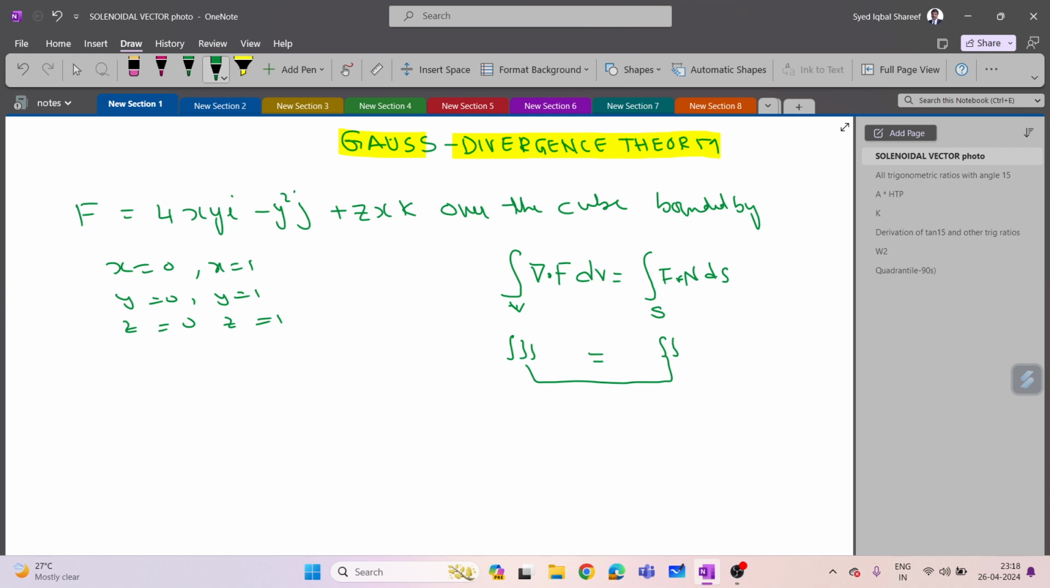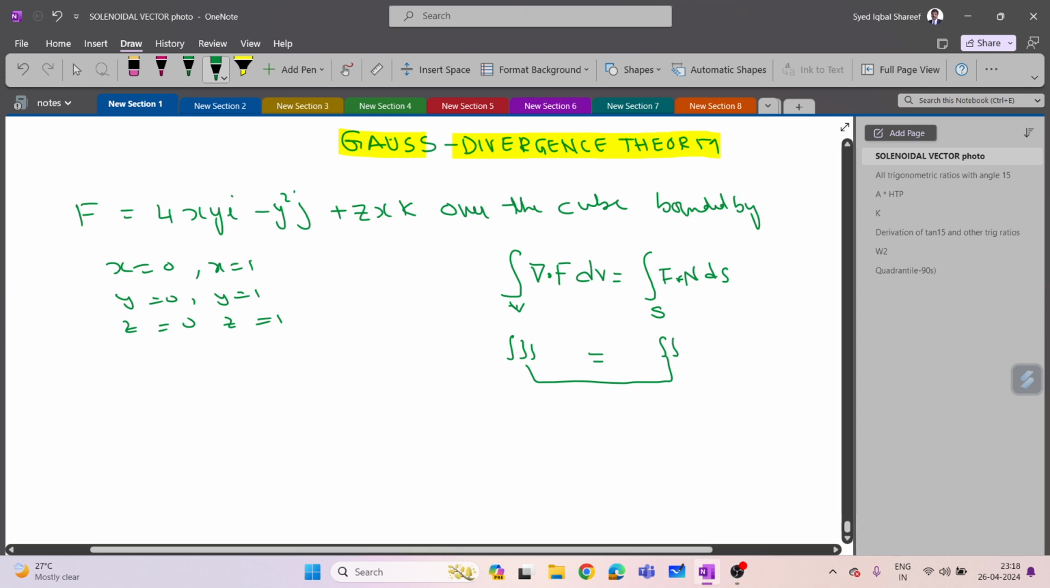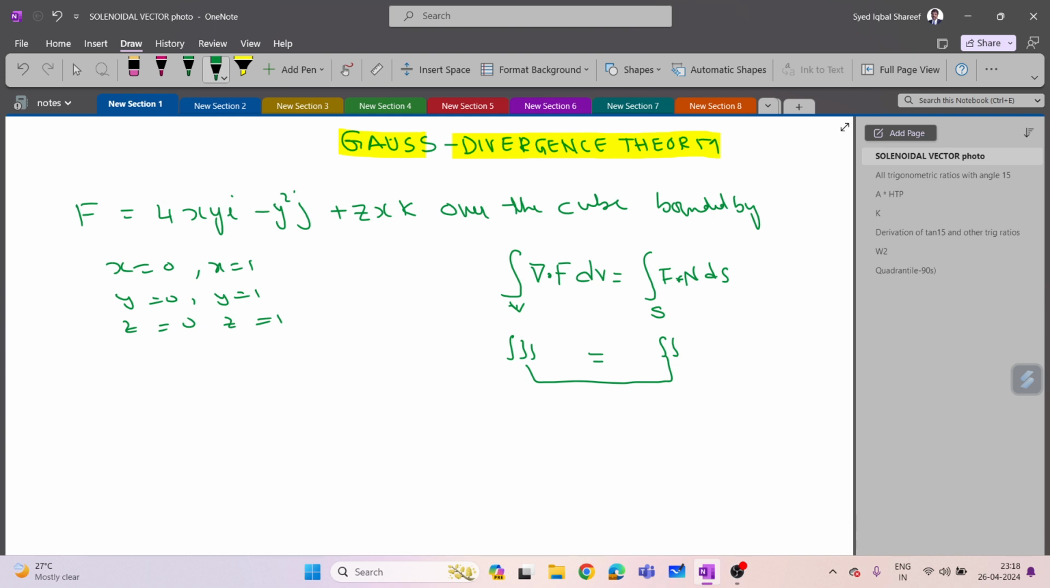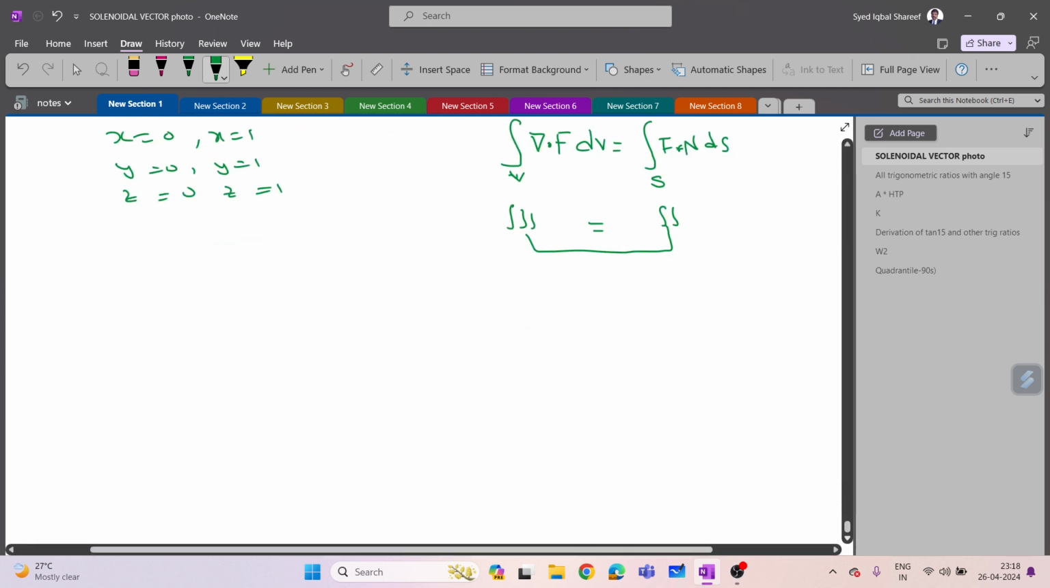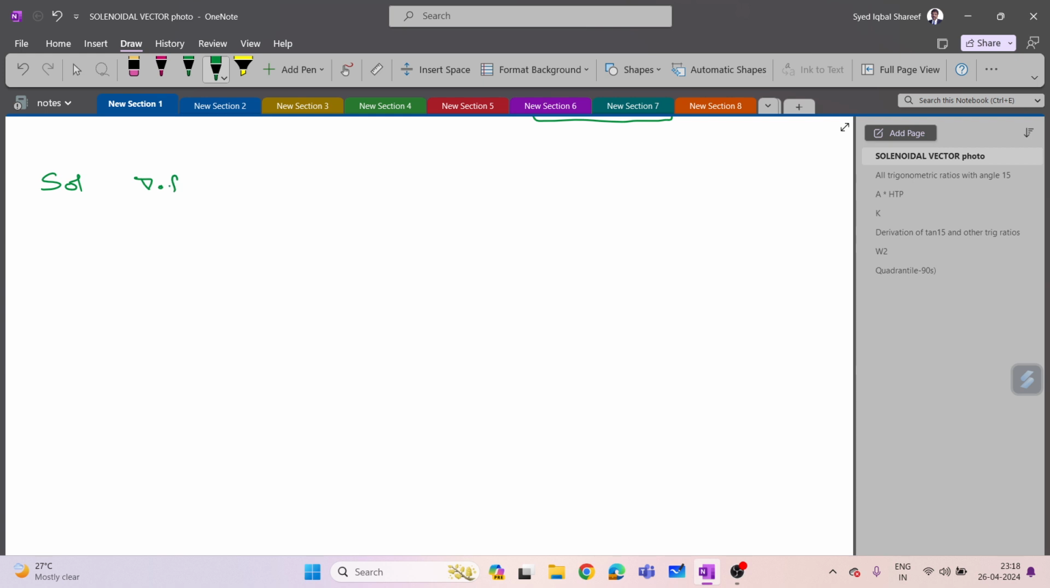So, to verify the Gauss divergence theorem for the function f equal to 4xy i minus y square j plus zx k over the cube bounded by x equal to 0 to 1, y equal to 0 to 1, z equal to 0 to 1, we'll prove the theorem. First, we will find del dot f.